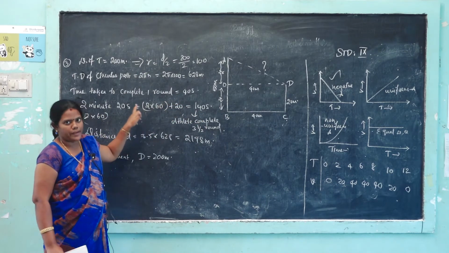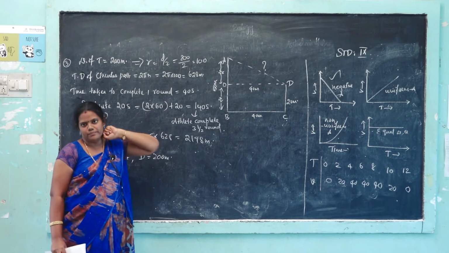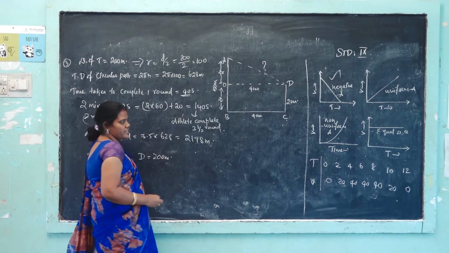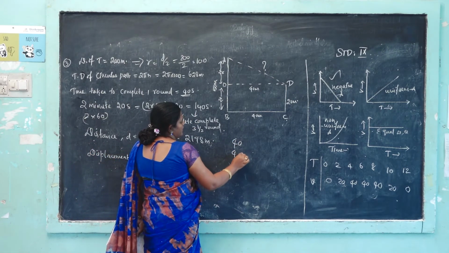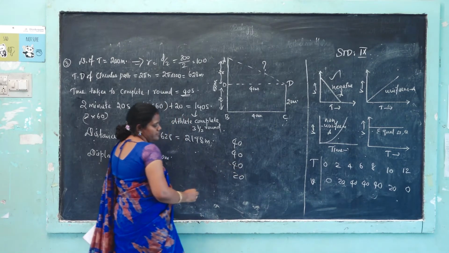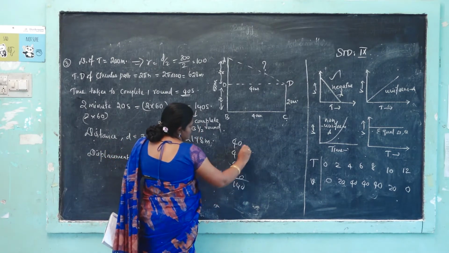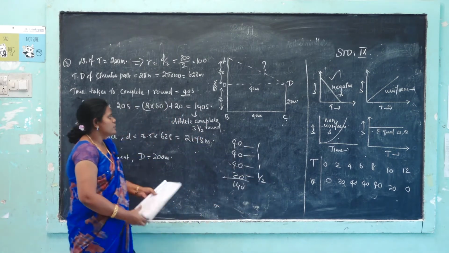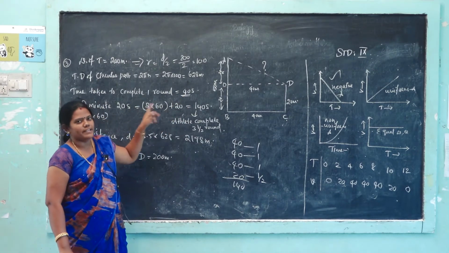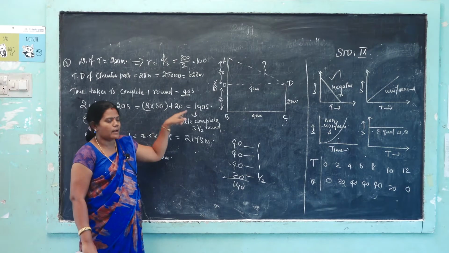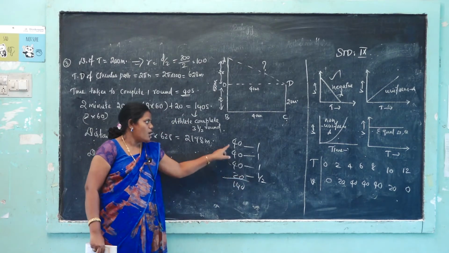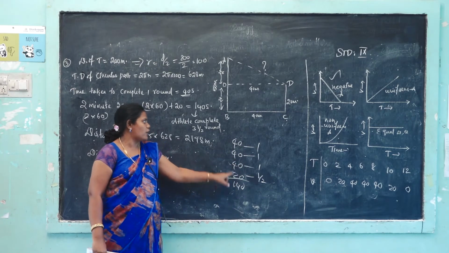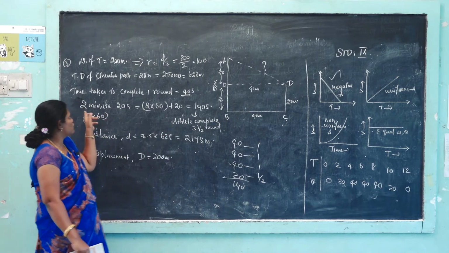In 40 seconds he completes one round. In 140 seconds, how many rounds will he complete? Think about it. So 40 plus 40 plus 40, again remaining 20, that is 140. Understood? This is one round, this is one round, this is one round, this is the half round. So in 40 seconds the athlete completes one round, but in 140 seconds the athlete completes 3.5 rounds. First 40, second 40 and third 40, and 20 is half. So 3.5 rounds will be completed by the athlete at 2 minutes 20 seconds.